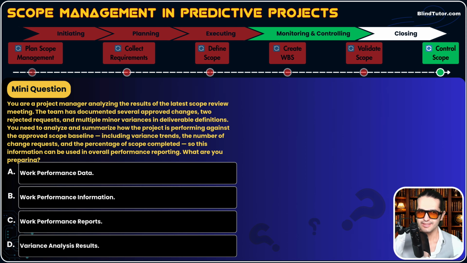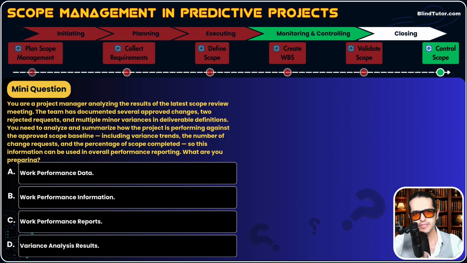Awesome, good question. I think this question differentiates well between data, information, and reports, and option D does not make sense here. So it's between A, B, C, and the correct option is, wait for it, let's go line by line first. You're a project manager analyzing the results, okay?